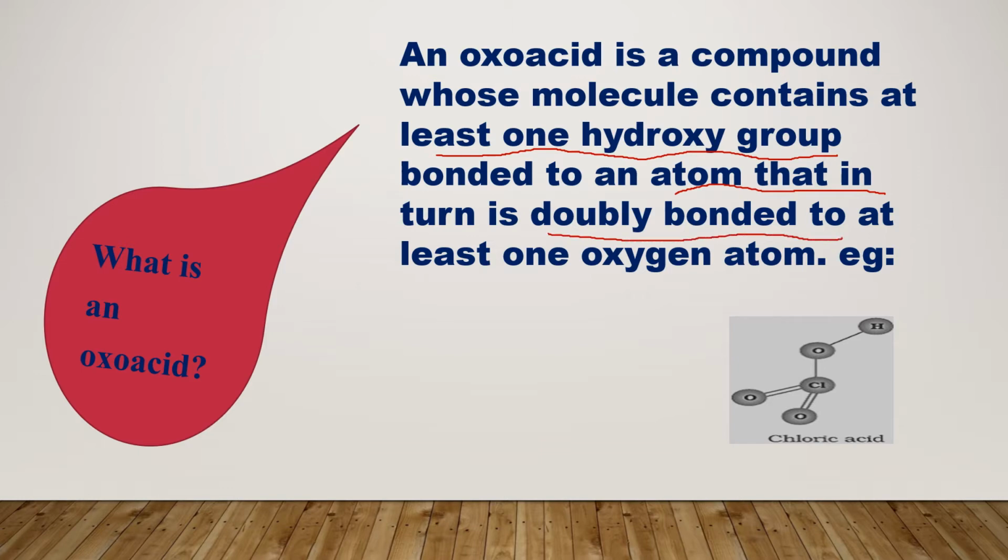As you can see in this figure of fluoric acid, it contains at least one hydroxyl group. So here is one OH group, and this hydroxyl group is attached to an atom that in turn is attached to a doubly bonded oxygen atom, right? So all those compounds which have at least one hydroxyl group, and that hydroxyl group is attached to an atom, and that atom in turn is attached to at least one oxygen atom through double bond, those compounds are called oxoacids.